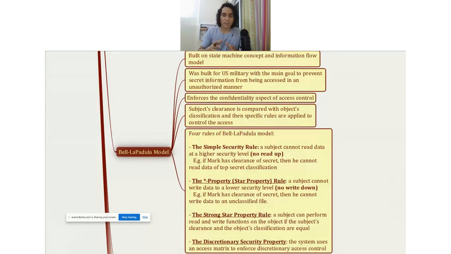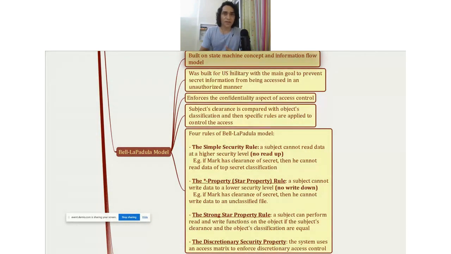So the US military wanted to have a security model that could come up with rules to make sure that the confidential information on those systems remains confidential. So confidentiality was the main goal keeping which in mind the Bell-LaPadula model was built. It enforces the confidentiality aspect of access control. It does not address other things like integrity, for example. It is built on the state machine concept and the information flow model.